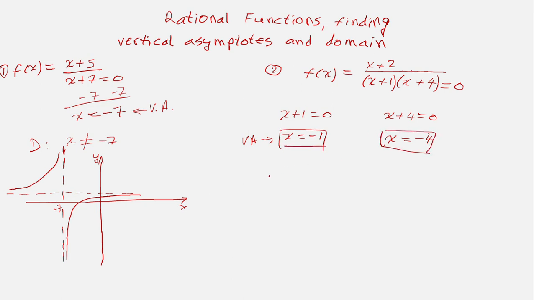And then again, the domain will be everything but those two vertical asymptotes, right? So the domain is x is different than -1, and then x is different than -4.